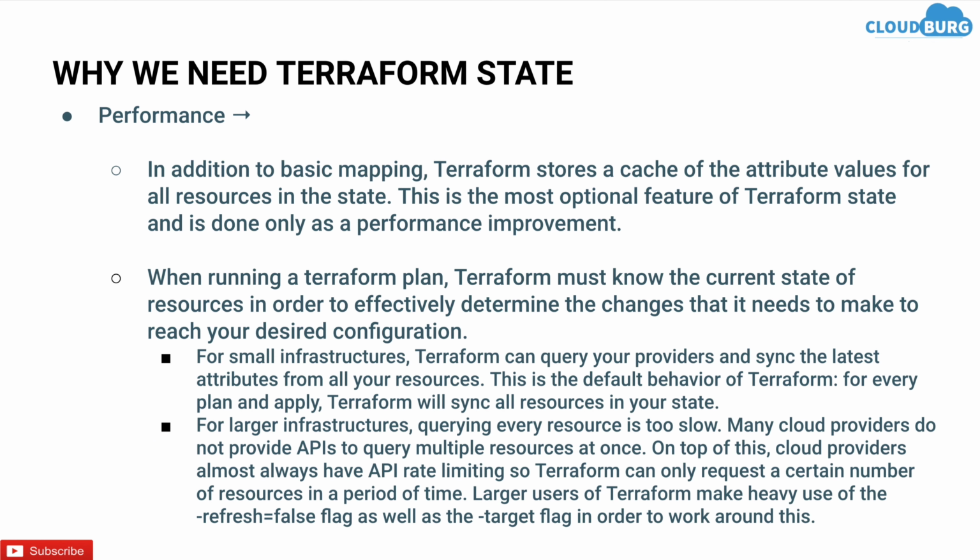For larger infra, querying every resource is too slow. Many cloud providers do not provide APIs to query multiple resources at once. On top of this, cloud providers almost always have API rate limiting, so Terraform can only request a certain number of resources in a given period of time. Larger users of Terraform make heavy use of the refresh=false flag as well as the target flag in order to work around this.